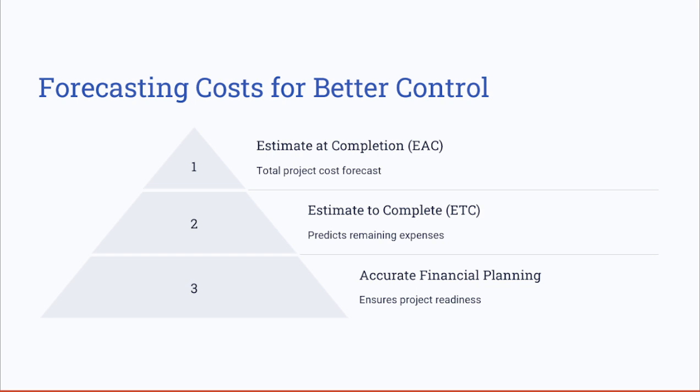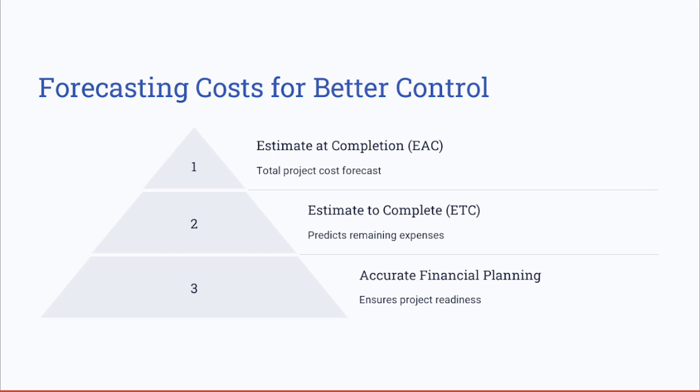Also, the estimate to complete in terms of budget. The estimate to complete is the ETC, which helps predict the remaining expenses towards project completion. So, think of a project where you have 10,000 and you have spent 7,000. The ETC, or the remaining expenses, will measure how much you have spent during the project and will help predict the remaining expenses based on the trend of the project spendings. Forecasting cost for better control ensures accurate financial planning in terms of budgeting and monitoring the cost of the project.